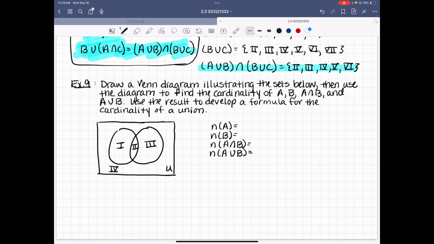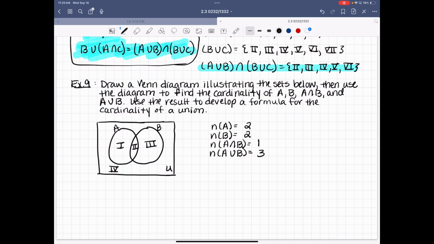Guys, this isn't bad. If I want the cardinality of A, you're supposed to tell me how many elements are in A. That's the problem. Their word salad just means find those things. How many elements are in A? 2. How many elements are in B? 2. How many elements are in the intersection of A and B? 1. And how many are in the union? 3.